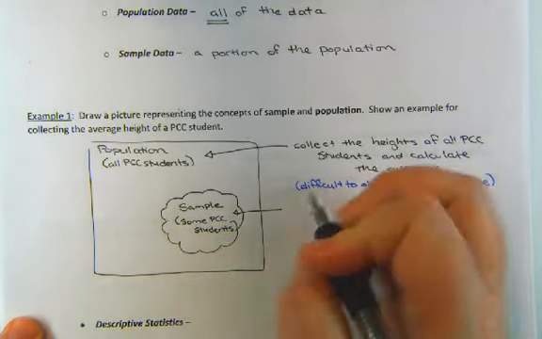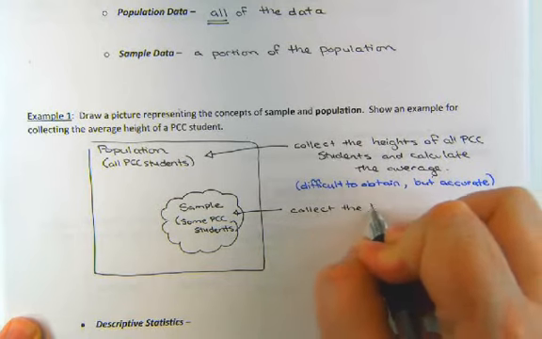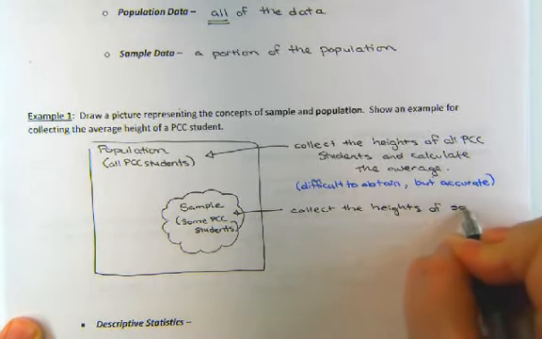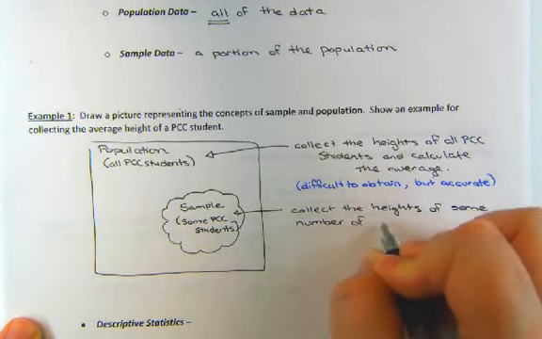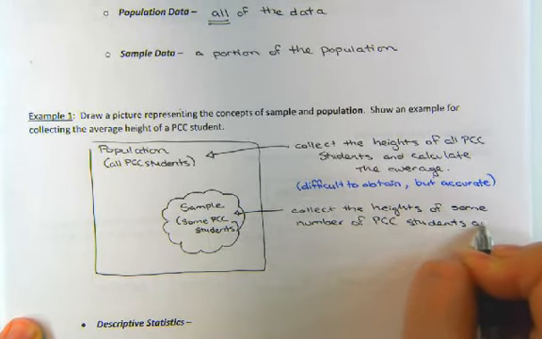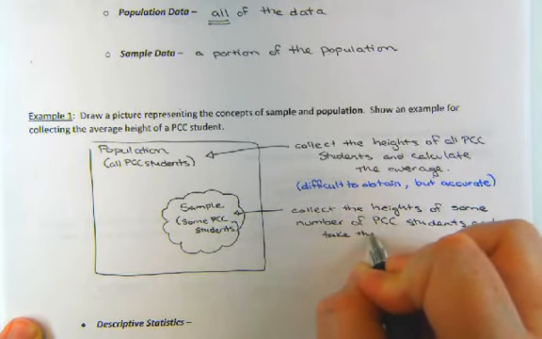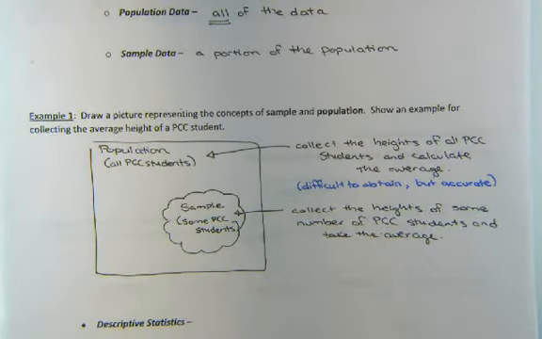If we were taking a sample, this was where we would collect the heights of, and it would just be some number of PCC students, and take the average. And that some number is, again, up to the researcher. We could talk to 50 of them, we could talk to 100 of them.